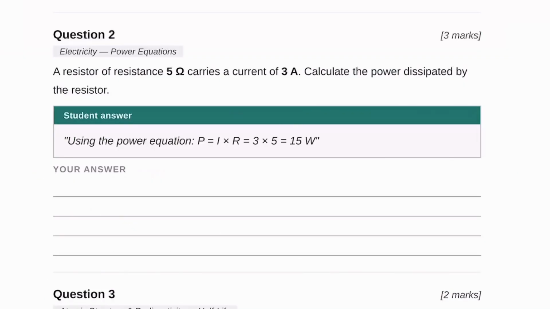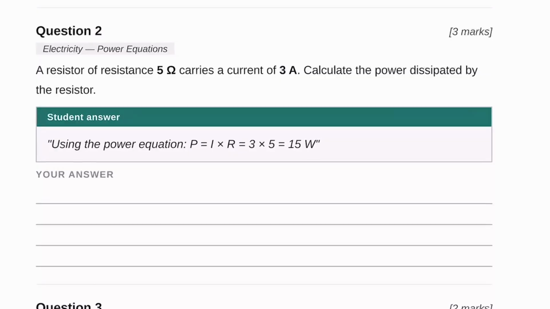All right, we've done the first question. Nothing's going to get past you guys now. We're on to question 2, and everyone is going to be able to spot the mistake here, right? Question 2: a resistor of resistance 5 ohms carries a current of 3 amps. Calculate the power dissipated by the resistor. So again, it's just a substitution question, right? We're working out electrical power this time, and let's see the student's answer over here. Using the power equation, P equals I times R, 3 times 5 equals 15 watts. So what's wrong with this? What's the mistake that the student has made here?